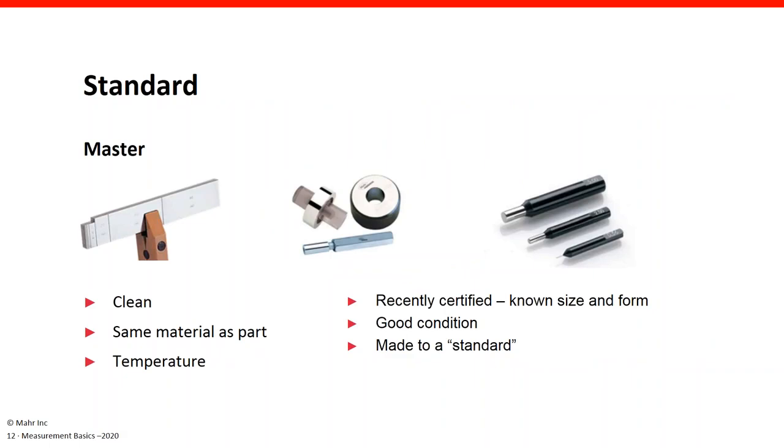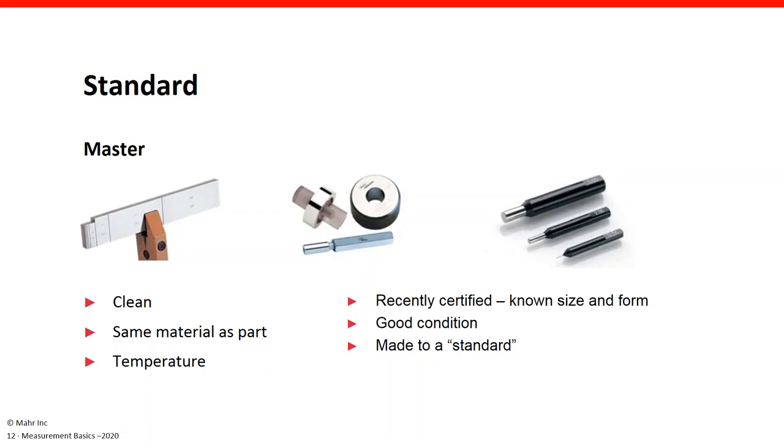Let's take a look at these 5 different parts and just understand how maybe they can contribute to the measuring process. Well, the standard is the master. It's the gauge block or the rings or the pins or whatever. And when we're making a measurement, we want that standard to be clean. We like to have it the same material as the part that we're measuring. It should be the same temperature that the gauge is working at. Hopefully the master is recently certified so that we know its size and form.